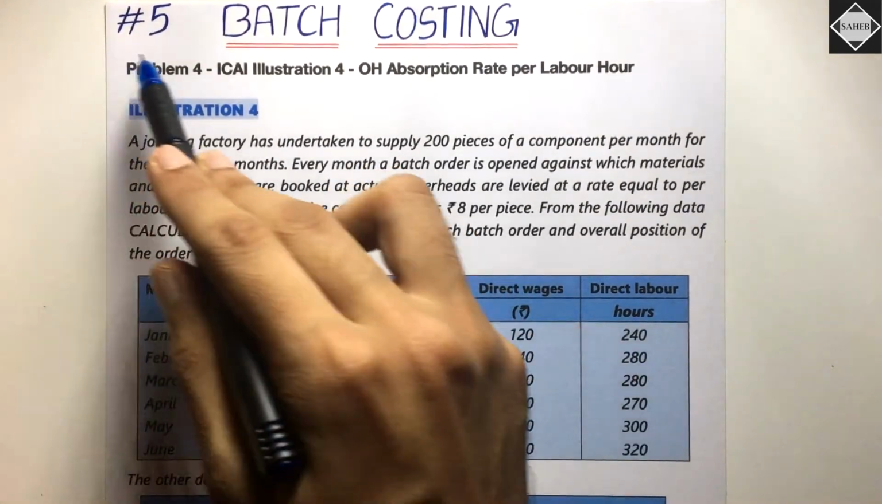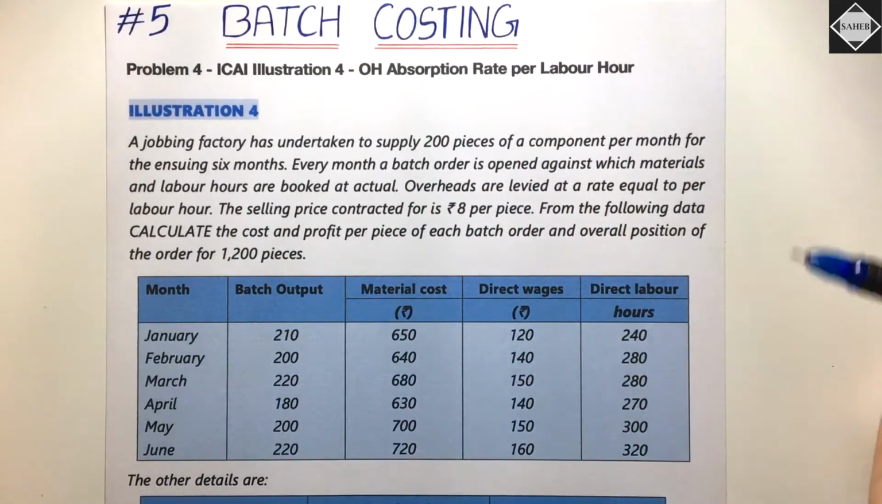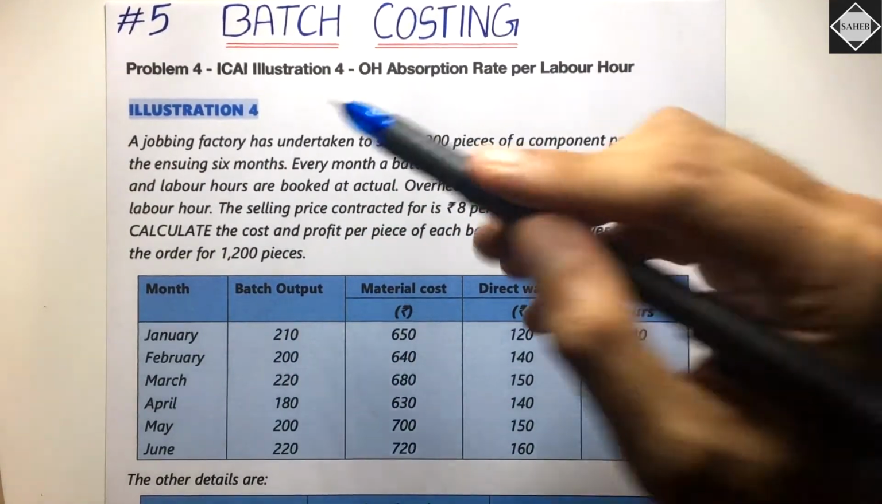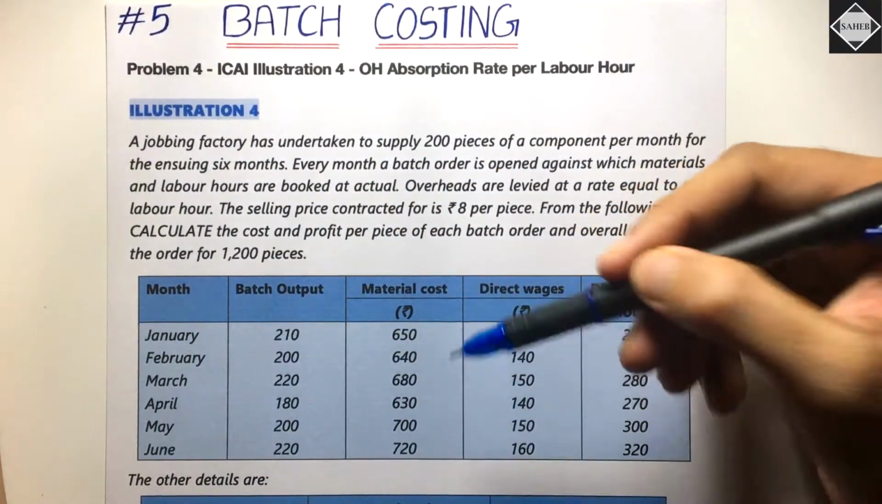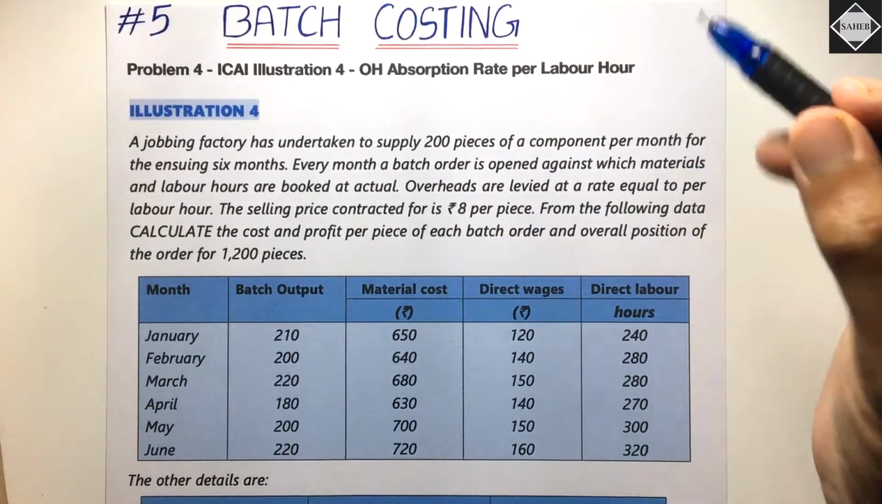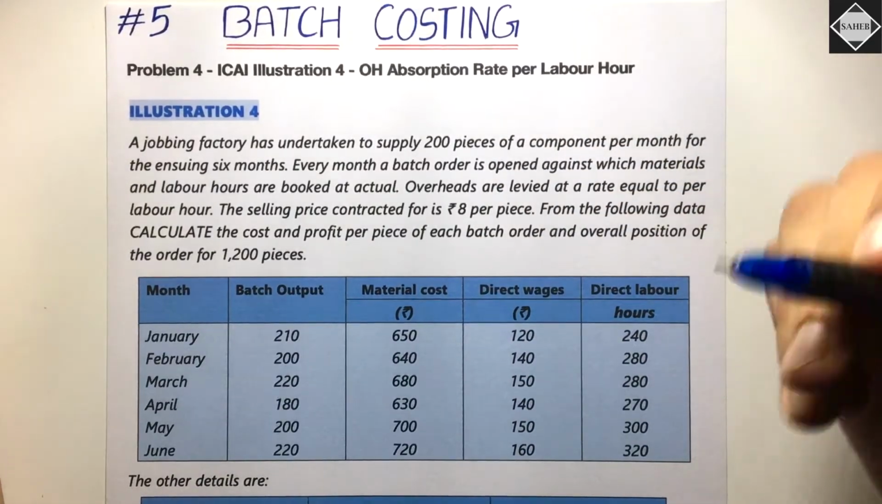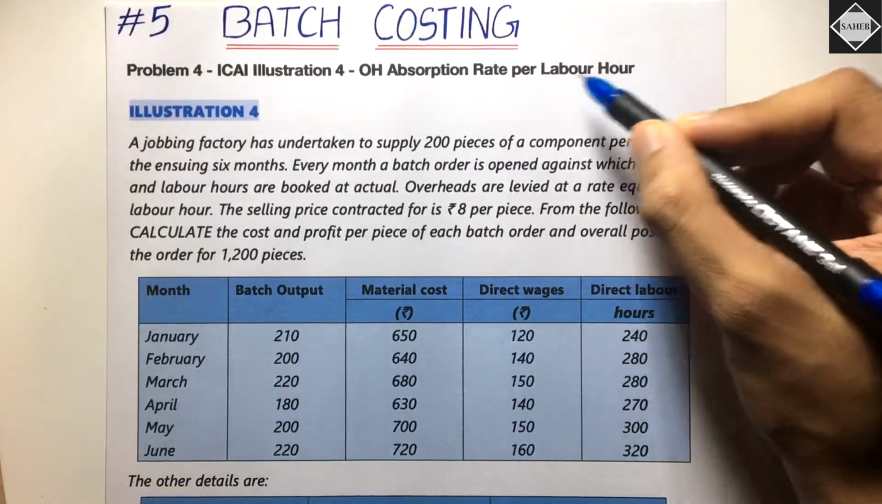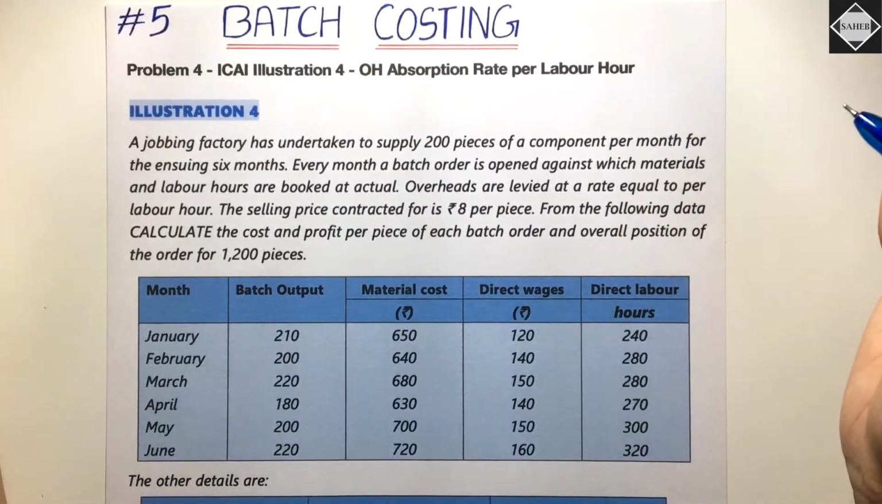Today in this fifth video of the batch costing chapter, we're going to solve the fourth problem of our series, and the question is from the ICAI study material, illustration 4. The main thing about this question is that we have a bit of calculation regarding absorption of overheads. The method they have mentioned in the question itself is that this company is following the labor hour rate method. So we have to understand logically what it means, and how to do it.